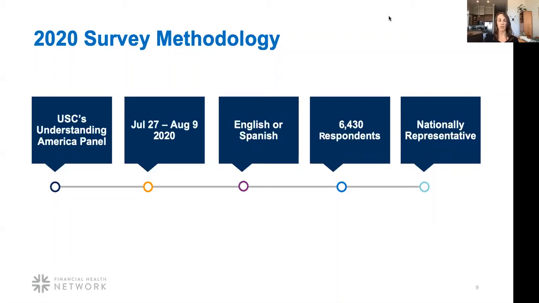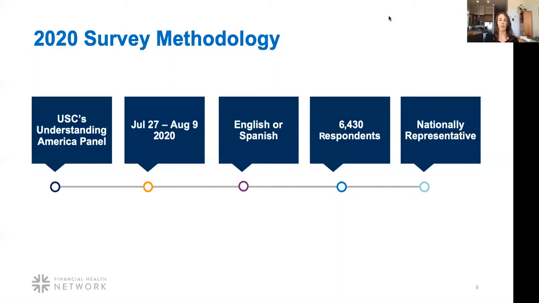Again, for this year's survey, individuals could elect to respond in either English or Spanish, with the vast majority of respondents choosing to respond in English. A total of approximately 6,400 individuals ended up responding to this year's survey, and this overall sample was weighted to be nationally representative.